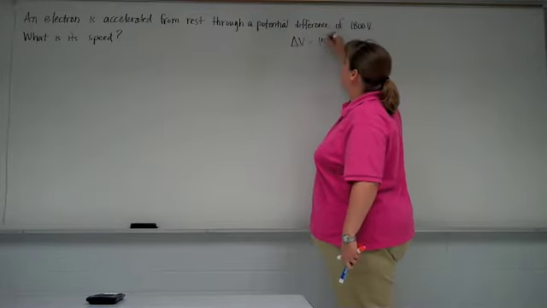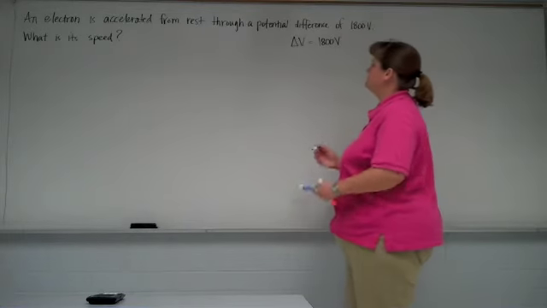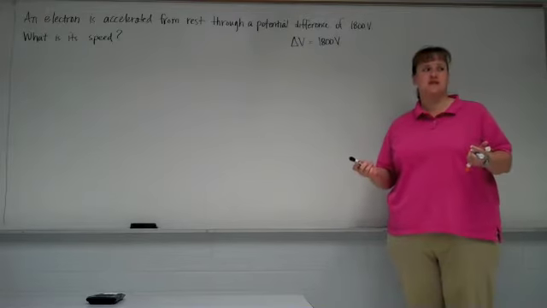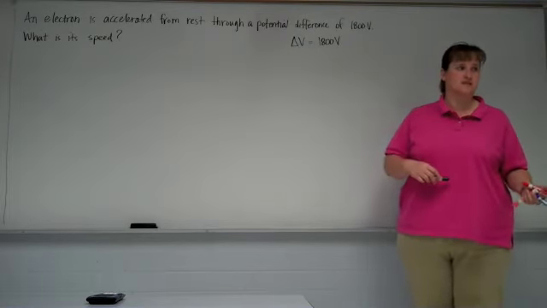So delta V is 1800 volts. That can be a little confusing, by the way. We use V as the symbol to represent potential, and V to represent volts, the units of potential.